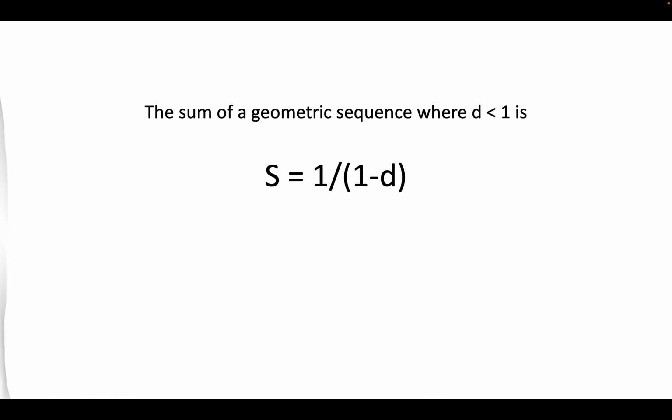So if you want to look at the sum of a geometric sequence where the modulus of the first term is less than 1, then that sum is equal to 1 over 1 minus d. This is a very useful expression in all sorts of valuation situations.